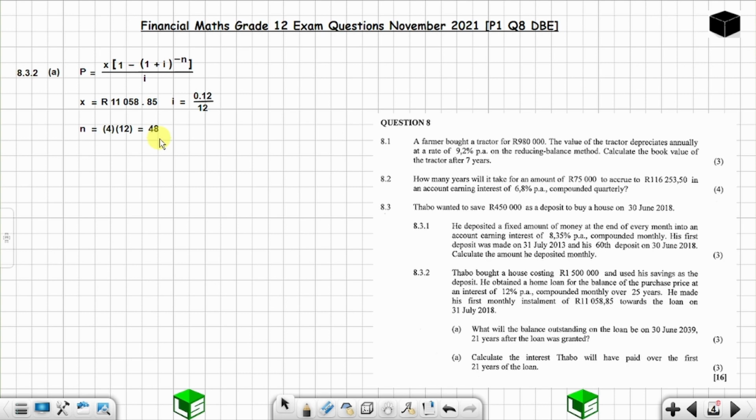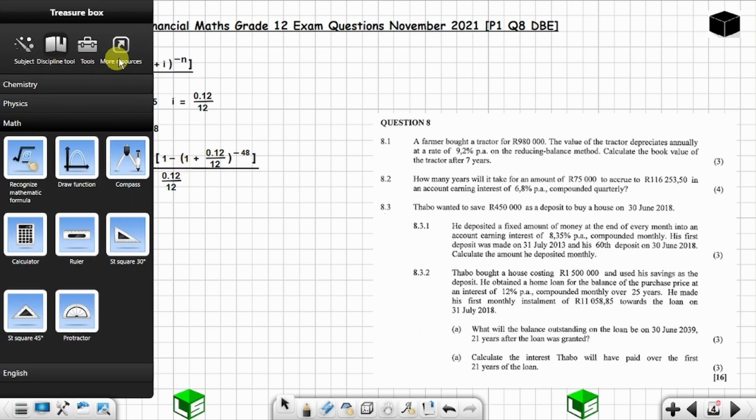Let's carry on. Now the question is to find what? The outstanding balance on the loan. To find P for a period of 4 years. So P is equal to, plug everything that you have into the formula. This is what you get. Your X, this is X, 1. You have I there, this is I, negative N, this is negative 48, over I, this is I. So this is equal to, plug this in your calculator and let's see what the answer is.